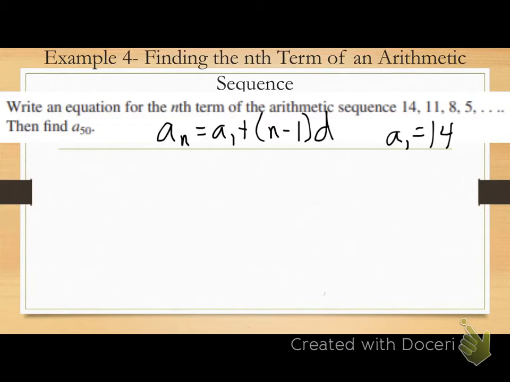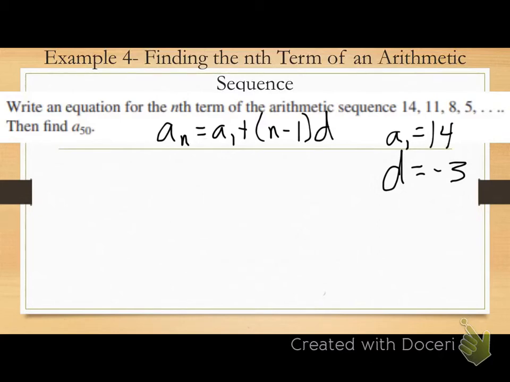We're not going to plug in 50 for n yet. We want to come up with the equation first. So we're going to skip over the n. The d is my common difference. What's my common difference for this specific arithmetic sequence? Negative 3. We're adding -3 each time to get the next term. Does everyone see that? Yes. Everyone okay there? Yes.